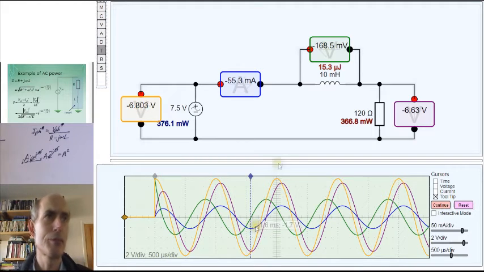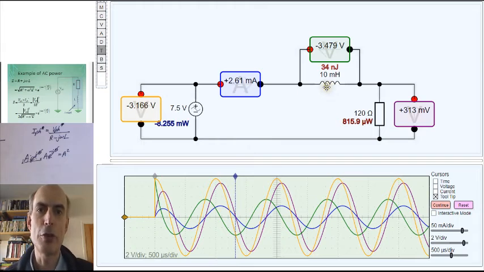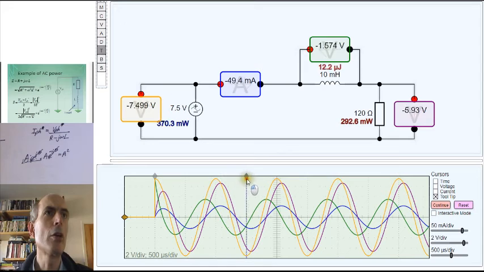The energy stored in the inductor is proportional to the current flowing through the inductor. So at maximum amplitudes of the current, like this one, or up here, we have the maximum energy being stored in the inductor. It's when the current goes through 0 that the energy stored in the inductor goes down through 0 as well.